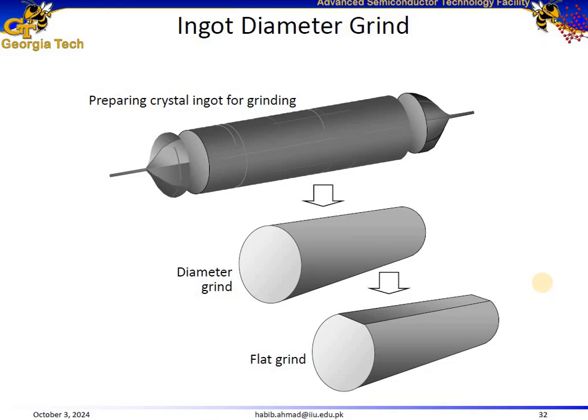The cylindrical surface of the ingot is ground to ensure a uniform diameter, so we actually remove the tapered edges, and then a flat is ground along the side for orientation during later processing. And these steps are essential for preparing the ingot for semiconductor wafer production.